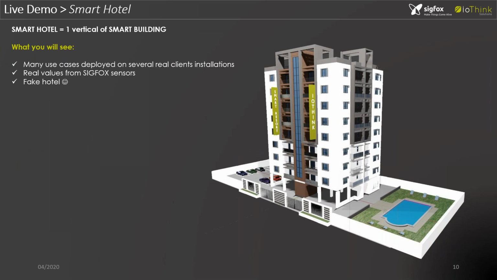So now it's time for a live demo. Let's have a focus on a smart hotel. It's one vertical of smart building. What you will see in this demo is several use cases, more or less 12 use cases in the smart building, from real clients' installations with real values, but it's a fake hotel. It's not the IOThink hotel, not yet. So let's connect to the demo.